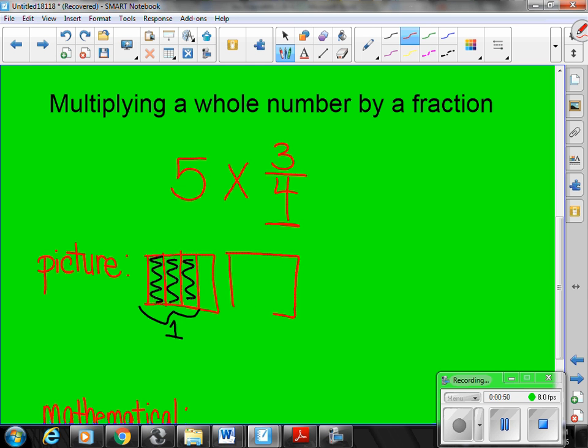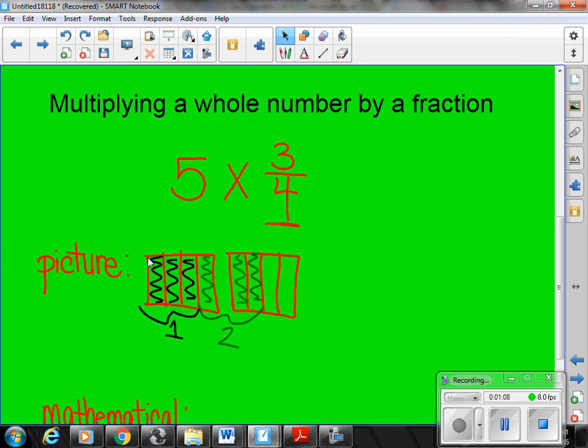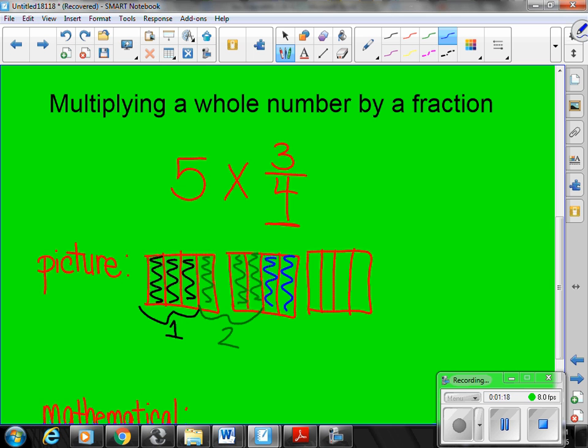And now I know I need to draw another picture because I need 5 groups of 3/4. So I'm going to continue. 1, 2, 3. Here's 2 groups of 3/4. And of course you can look and see it's between 2 whole pictures that I'm sharing. I'm going to draw yet another picture, divided into fourths, and now I'm going to color 3/4. So this is my third group of 3/4 that I have.